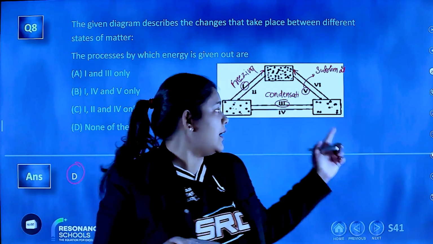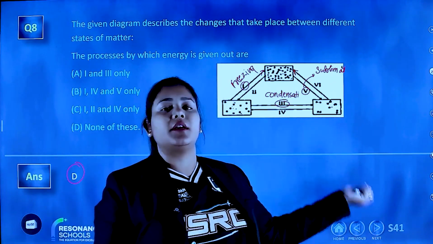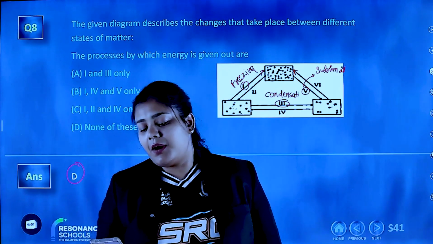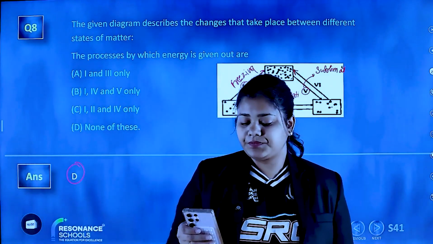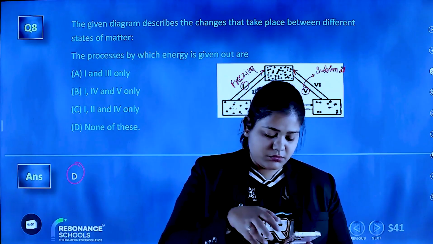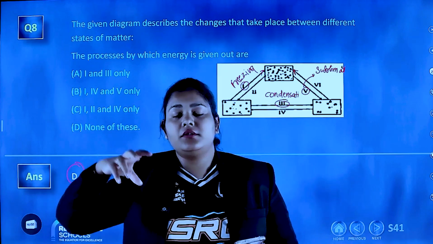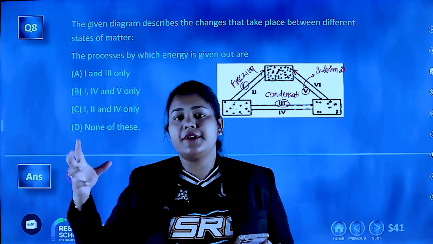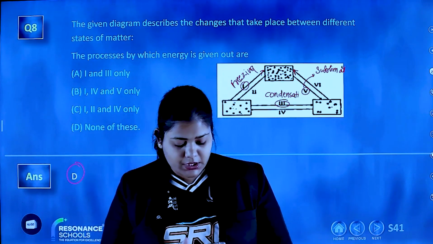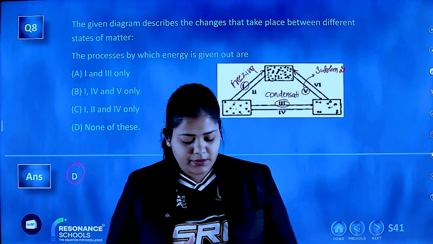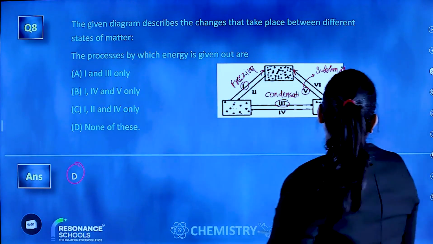There is some problem with the arrows, and I cannot identify them properly in the given diagram. But the concept I told you is the correct answer: condensation, freezing, and reverse sublimation are all about taking out heat energy. Clear? Okay, let's move on to the next question.